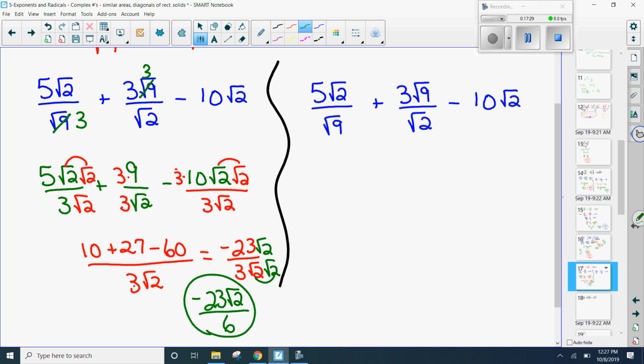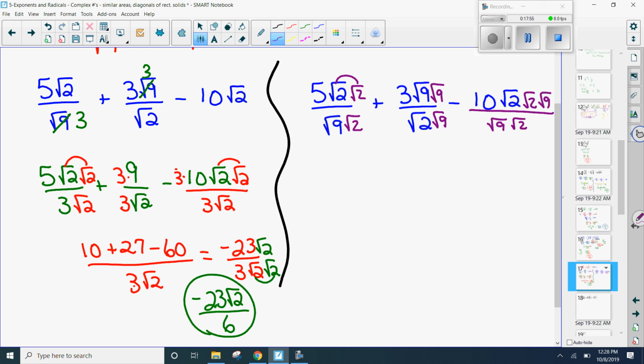Now, the other thing you could do is you could just come over here, and people get in this habit, and they just start multiplying by the radicals. So I got to multiply this times radical 2. I have to multiply this times radical 9. And I have to multiply this times radical 9, radical 2. That's okay. You're okay if you do that.